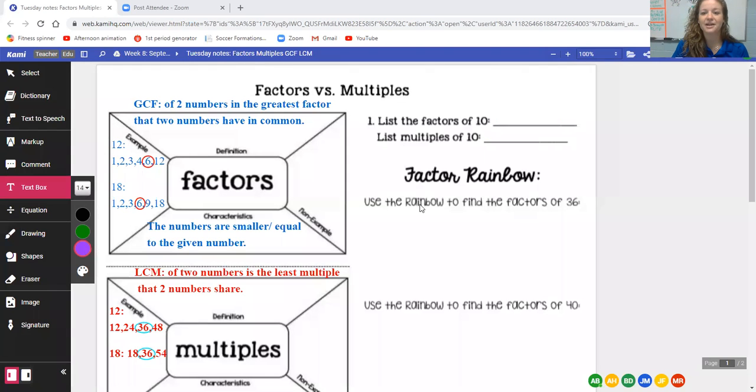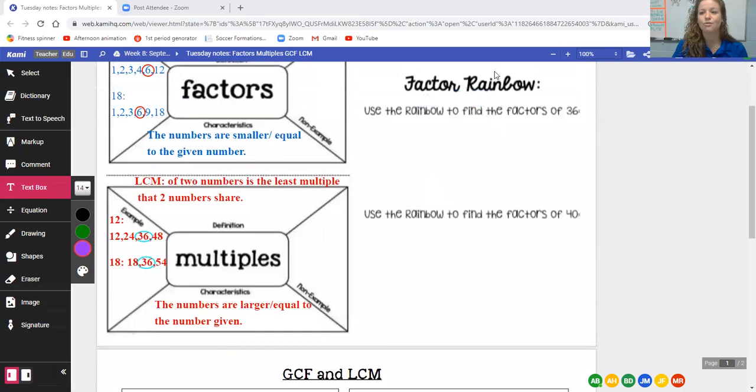All right, so let's move down and practice our factor rainbow. We're going to start out with the number 36. Okay, so since we are starting with that, we always start with 1. 1 times what equals 36? 36, and we're going to connect that. All right, so we're moving on to which number next? 2. 2 times what is 36? 18, good. So we would connect that with the bow.